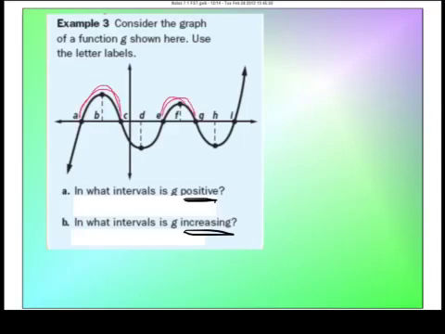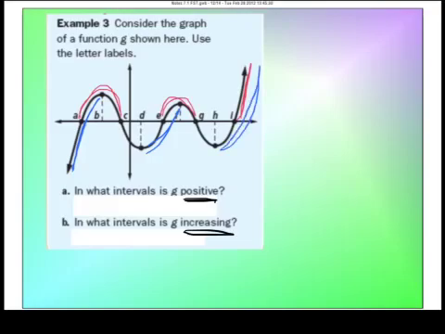So if you want, you can pause it and actually try answering these positives and increasings and see if you get it right. Okay, increasing is where the slope is going up. So it's increasing from here to here, from here to here, and from here to here. So pause the video and see if you can write the correct interval notation for that.